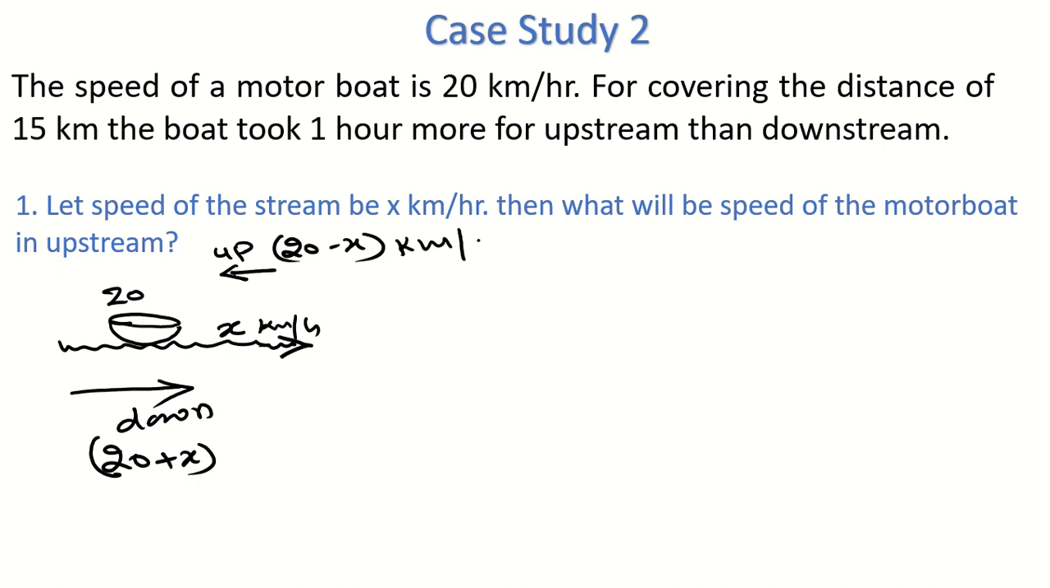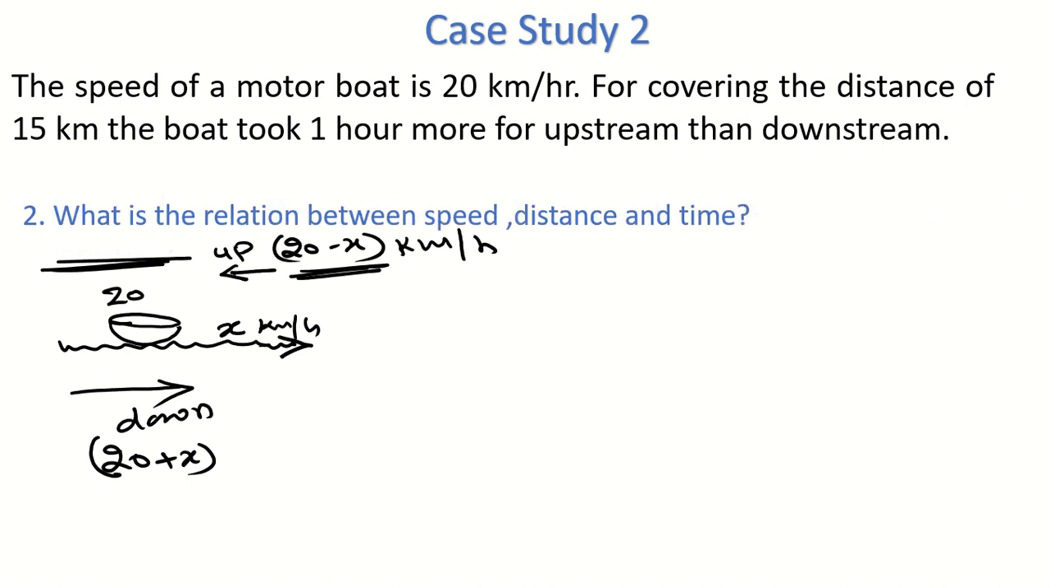Okay. Now you see, let the speed of the stream be x, so that I have taken already. Then what will be the speed of the motorboat in upstream? So this I have answered here. Speed of the motorboat in upstream will be 20 minus x kilometers per hour. This will be the answer of the first part. Now, what is the second part here? Let's see.